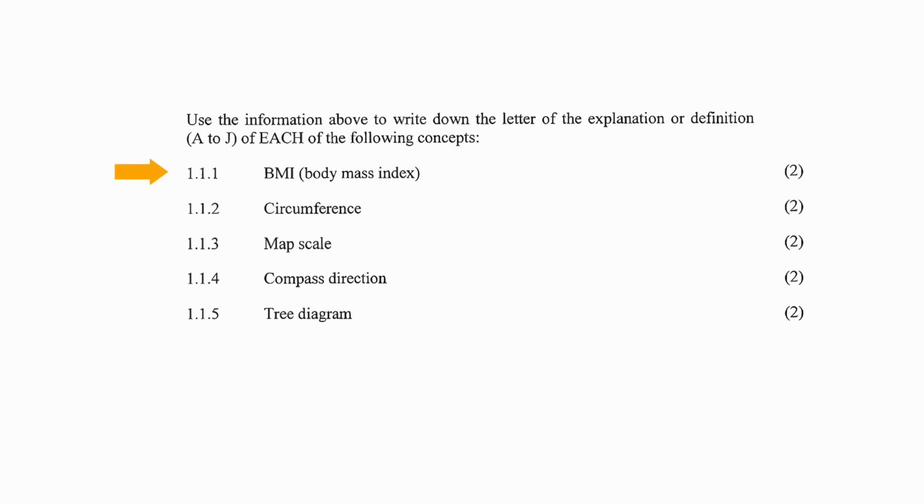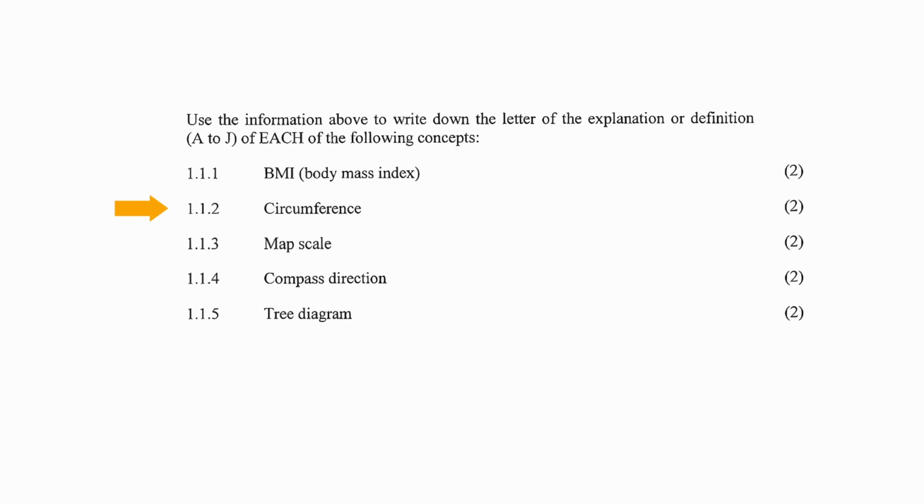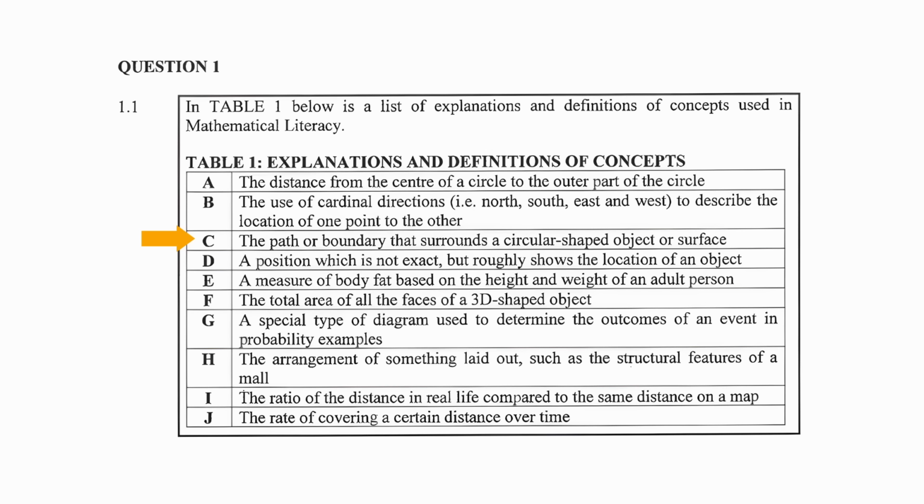In question 1.1.1, the concept is BMI, or body mass index. The explanation that describes this concept is E, a measurement of body fat based on the height and weight of an adult person. In question 1.1.2, the concept is circumference. The definition that best describes this concept is C, the path or boundary that surrounds a circular-shaped object or surface.